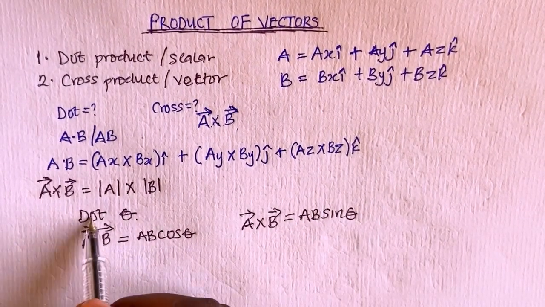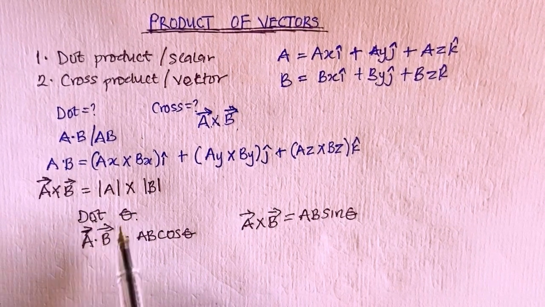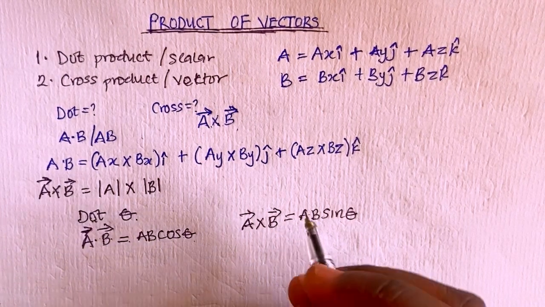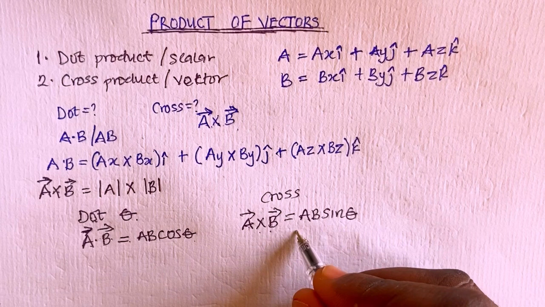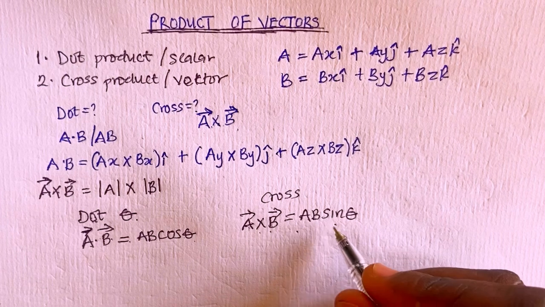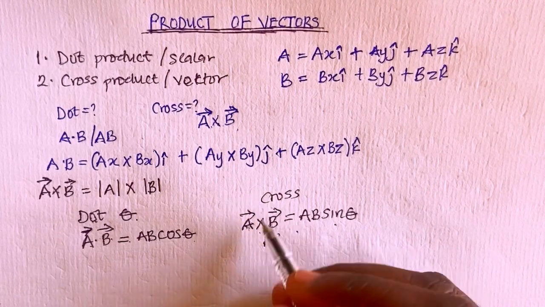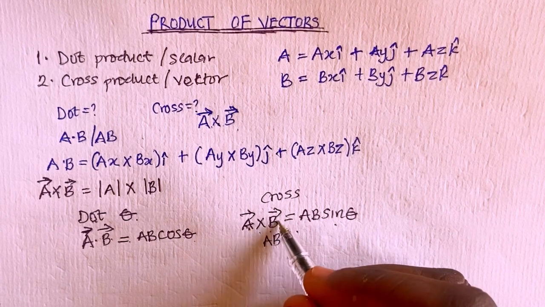So in terms of the dot product, also known as the scalar product, if it is inclined at an angle theta, then A dot B is equal to AB cos theta. But as far as the cross product is concerned, vector A cross vector B is equal to AB sin theta. So we can express A cross B as AB.